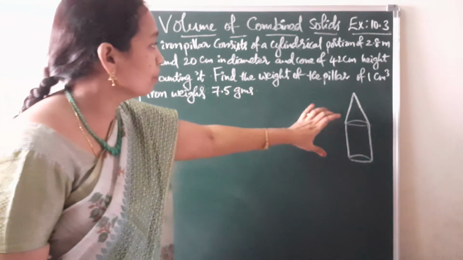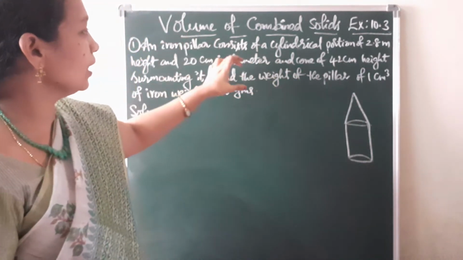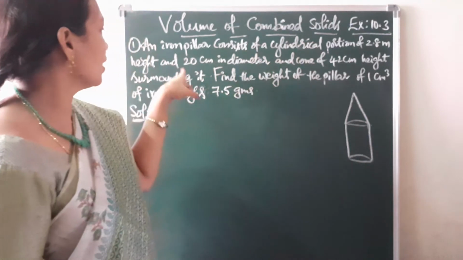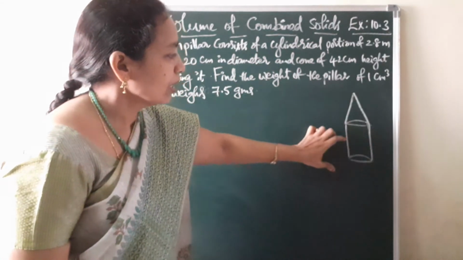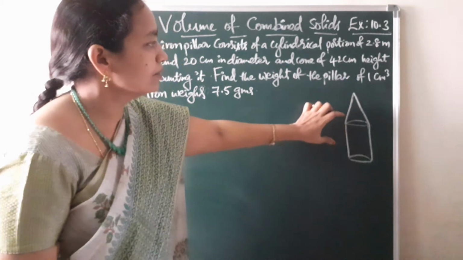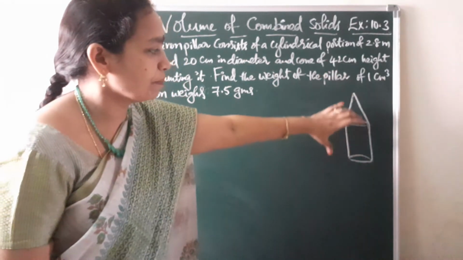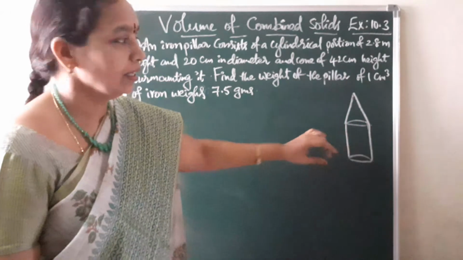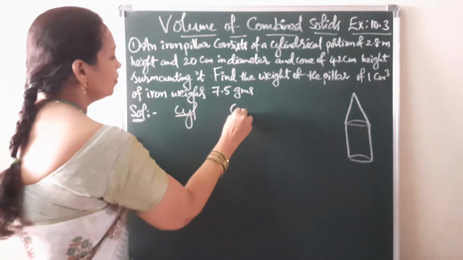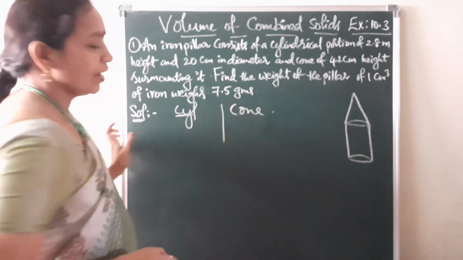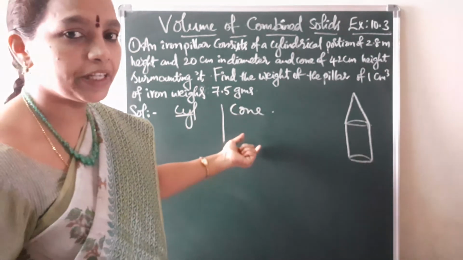So what is the shape of the combined solid? A cylindrical portion surmounting a cone. So the cylinder is there and the cone is there. On the cylinder, a cone was fixed. This is a pillar shape. This is the shape of a pillar. Then we have to identify the dimensions of the cylinder and the cone.